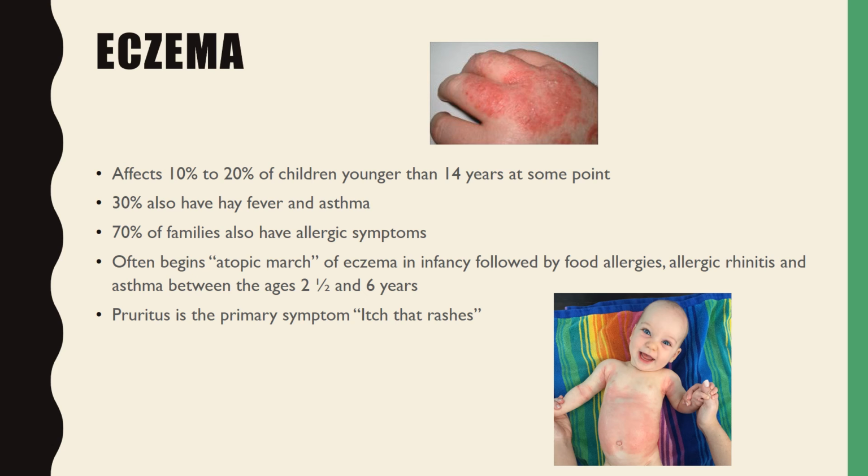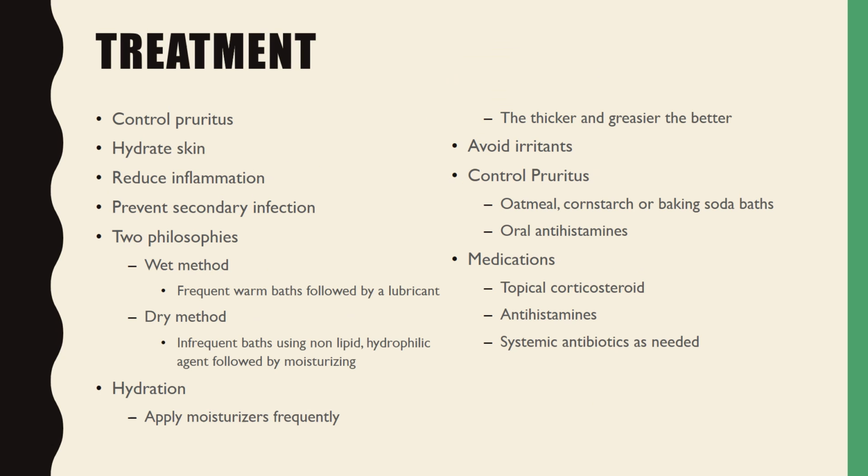So it begins what we call the atopic march. They'll have eczema in infancy, and then as they go older, they'll present with food allergies, allergic rhinitis, and asthma. And I've talked about that triad before that goes together very commonly. And this occurs between the ages of 2.5 and 6 years. Pruritus is the primary symptom. So eczema is known as the itch that rashes. So they start with this itch, and they scratch and scratch and scratch, and they develop this severe itch, and it can look red and inflamed and yucky.